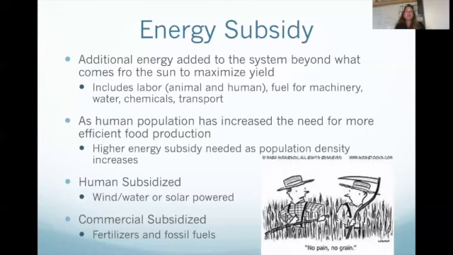As human population has increased, the need for more efficient food production has also increased, which means we need a higher energy subsidy. Humans subsidize all of this sometimes with water, wind and solar power, but we also have commercial subsidies in terms of fertilizers and fossil fuels.